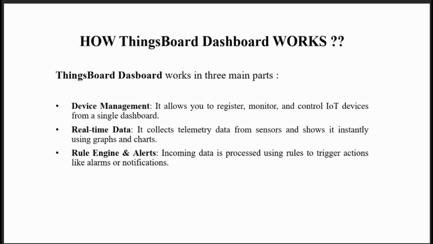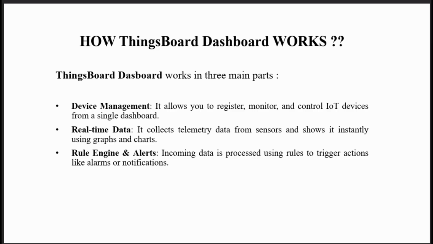Next, let us see how ThingsBoard works. ThingsBoard mainly works in three parts: device management, real-time data visualization, rule engine and alerts. In device management, register and control devices from one place. In real-time data visualization, it shows the live graphs of temperature and humidity. In rule engine and alerts, it automatically triggers alerts when limits are exceeded. For example, if the temperature is high, an alert is generated instantly.